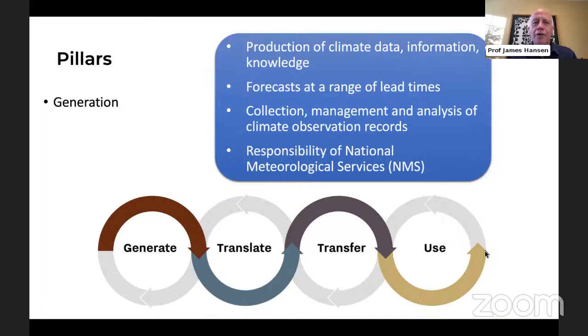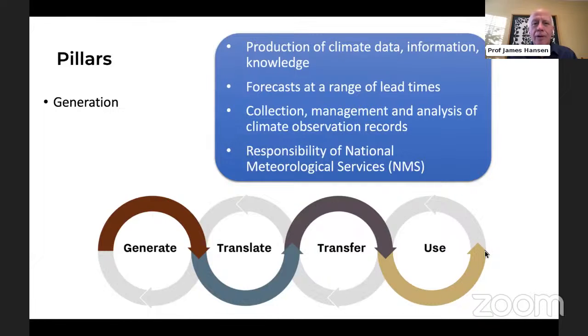Now that's looking into the future, but generation of climate information also looks into the past through the collection, the management, and the analysis of climate observation records from most often ground stations that have rain gauges and instruments to measure temperature, wind speed, solar radiation, humidity, sometimes other variables.